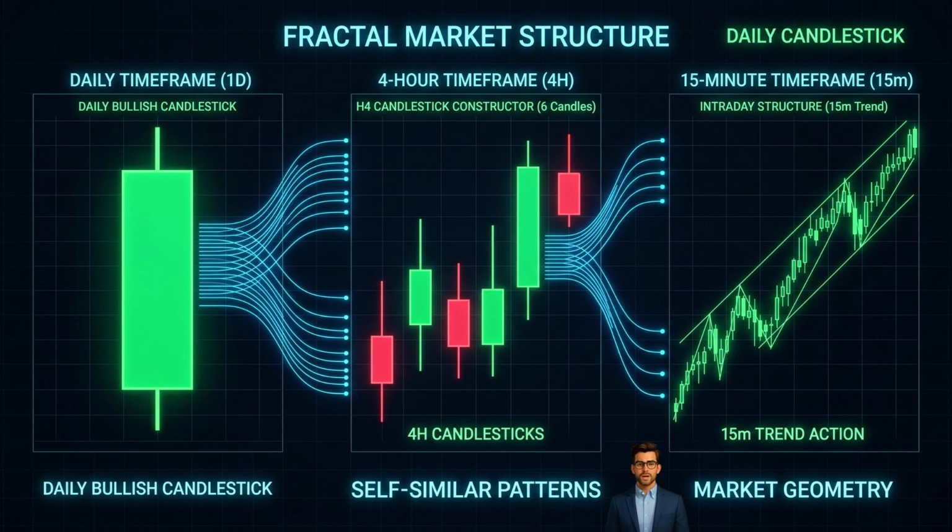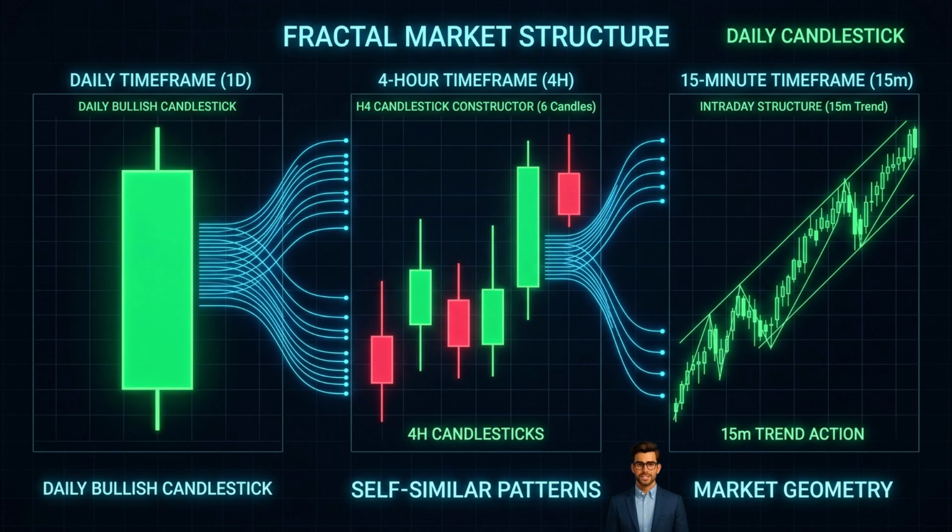The rules of supply and demand, support and resistance, and market structure are universal across every single dimension of time. Let us visualize this concept. Imagine a single, massive green, daily candlestick. It has a long wick at the bottom, a massive green body, and a short wick at the top.